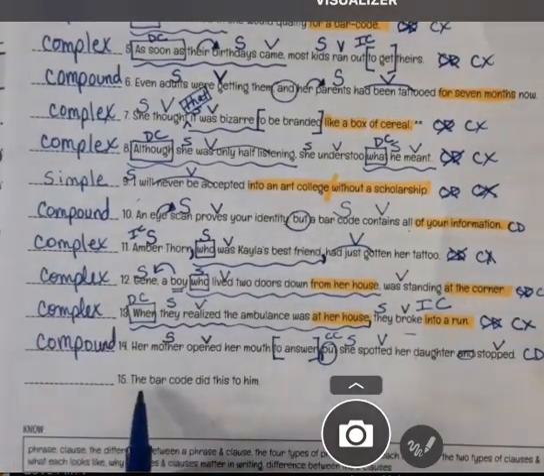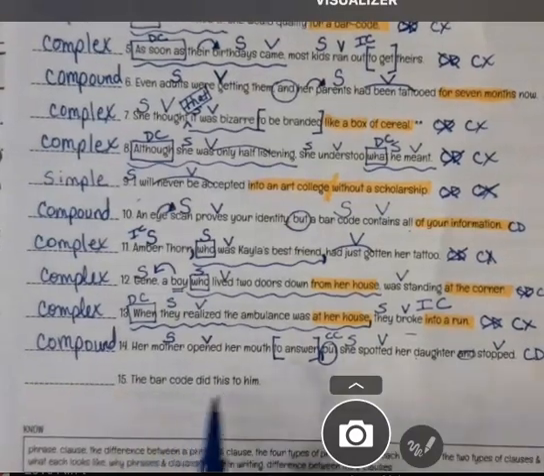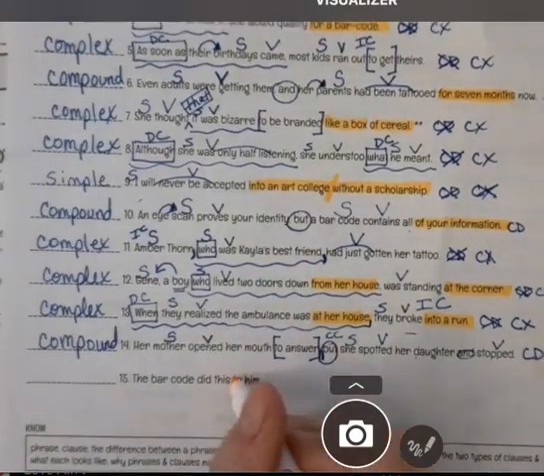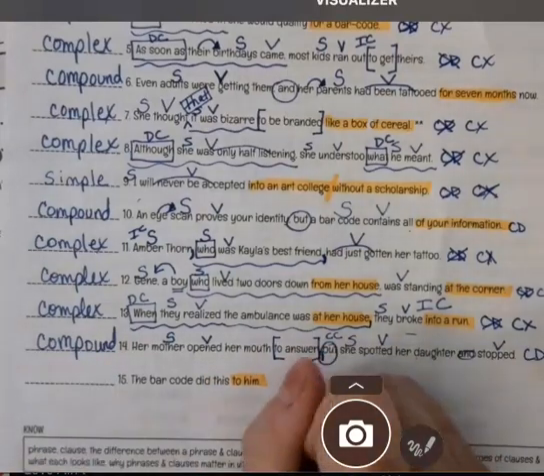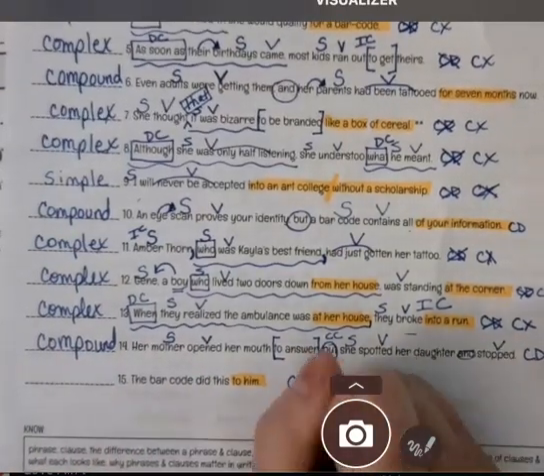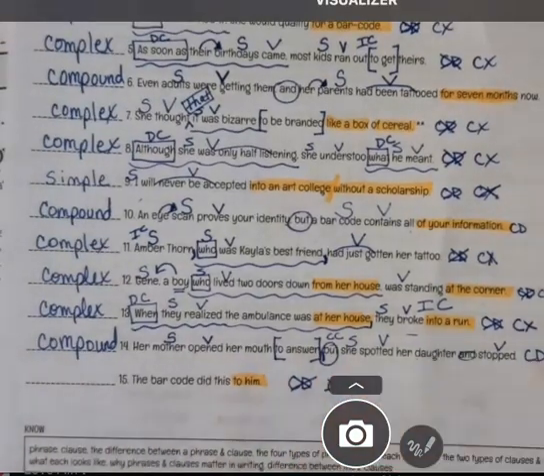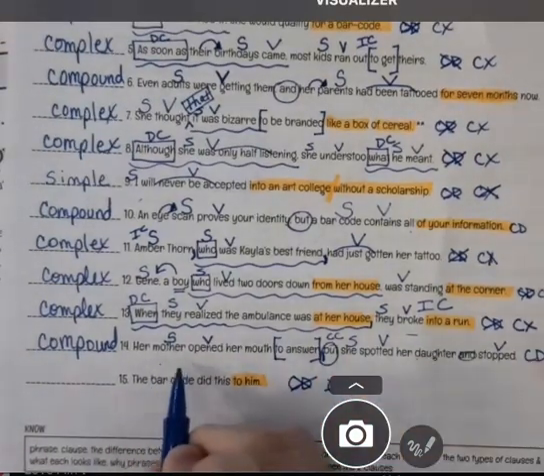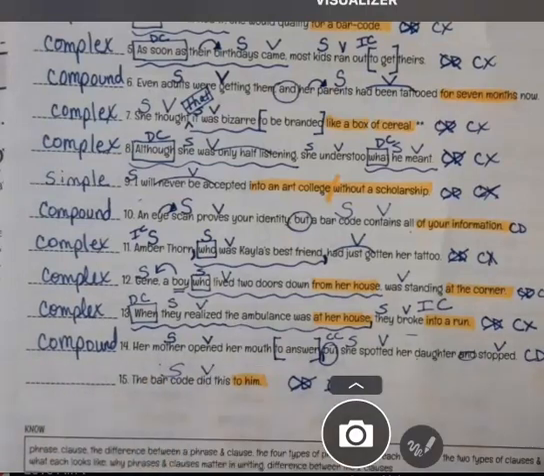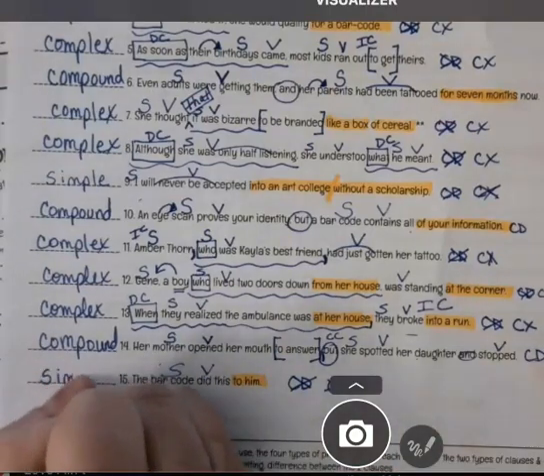And the last one, the barcode did this to him. I see a prep phrase, to him. I'm going to rule out compound because I don't see a comma conjunction. I don't see a subordinating conjunction. So I'm left with the barcode did, which makes this simple.